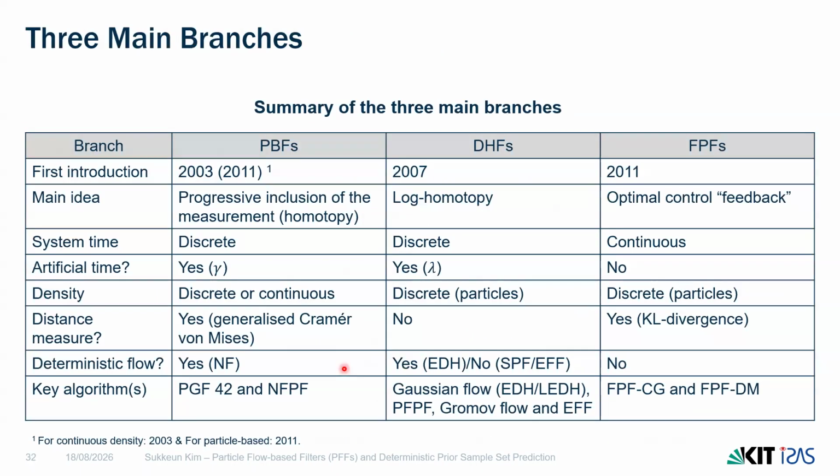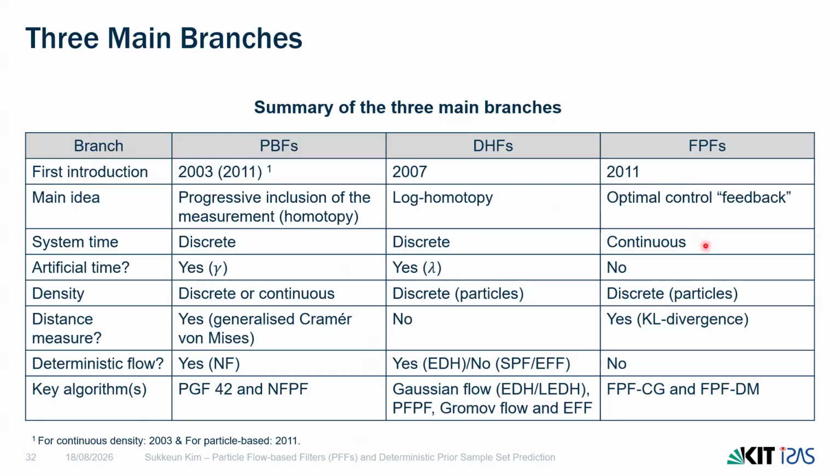So yeah, just a quick summary of these three branches. The progress Bayesian filters grew from Professor Hanebeck's group. The first introduction was 2003, but that was for continuous densities, not really sample-based densities; the sample-based version was first introduced in 2011. Daum and Huang's flow filter was first introduced in 2007 with a sample-based one, and then log homotopy, and then the feedback particle filter was first introduced in 2011. The main idea is that the first two use the homotopy, more or less the same idea. And the last one uses the optimal control, which is the same as a feedback controller, a similar concept to the feedback controller.